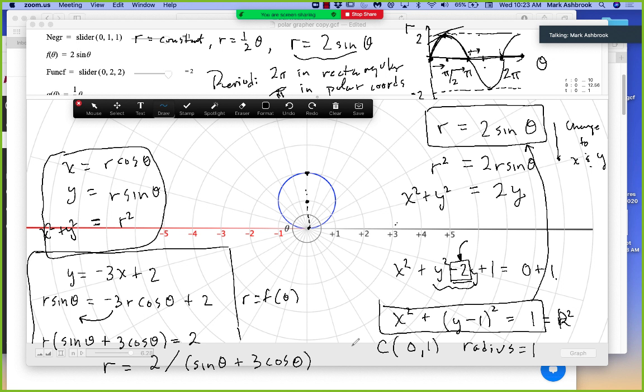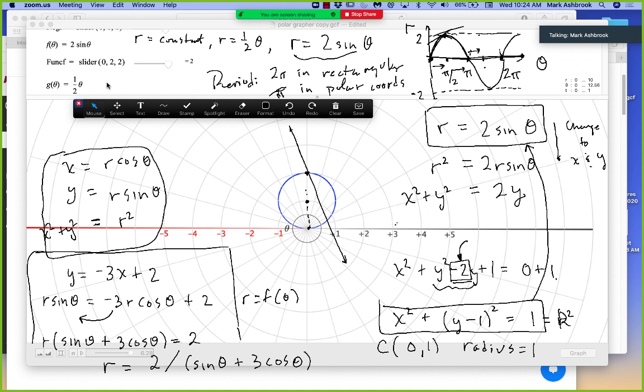Well, that's the point. Lines are not well suited to polar coordinates. The only lines that are well suited to polar coordinates are constant theta values, these radial lines. But a line like negative 3x plus 2, which is oblique like this, is not well suited to polar coordinates. So the equation you get in polar coordinates is not nice and friendly, right?